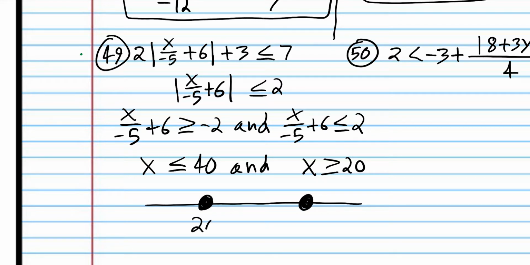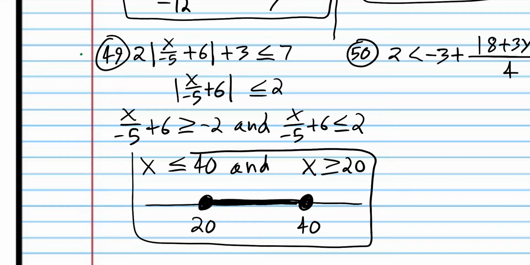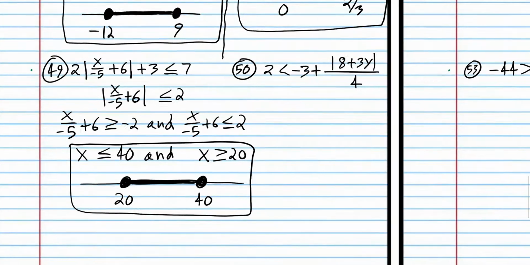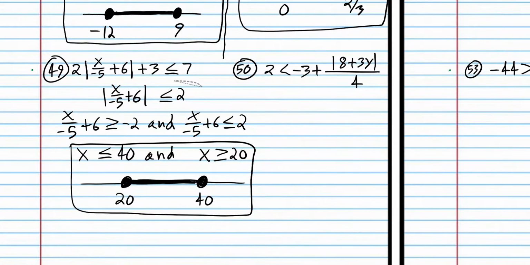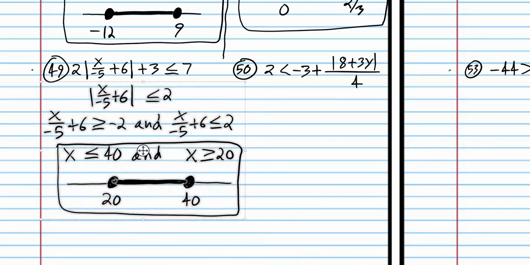And we have 20 and 40. X is greater than 20 and less than 40, so that's going to be this inner part here. And that is the graphical and algebraic solution for that inequality. So if you got those answers, good job. If you did something wrong, that's okay. We're going to do more of these problems so you can get some more practice.